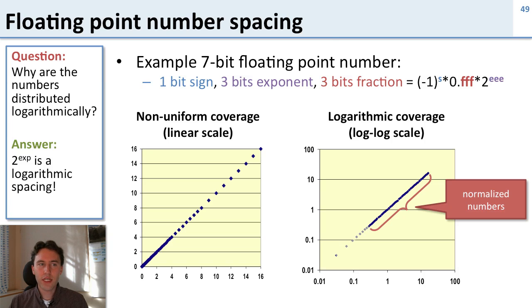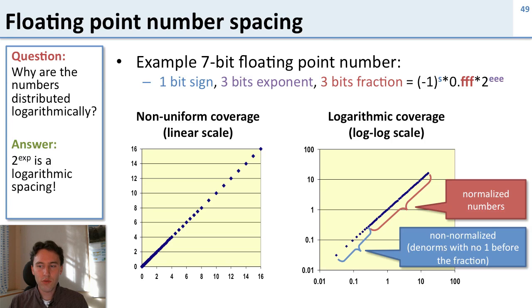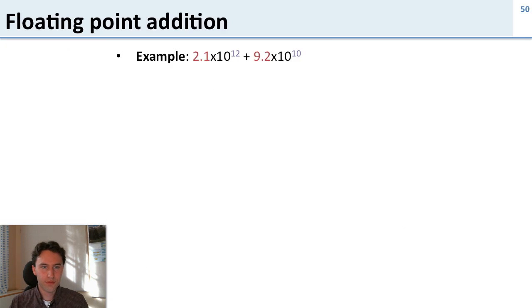Now you can play tricks with floating point numbers, and this is one of them. These bits down here at the bottom, these numbers, those are non-normalized numbers, or denorms. You can get these extra numbers if you allow yourself to have non-normalized numbers. And so most floating point implementations allow non-normalized numbers because then they can get a little more resolution.